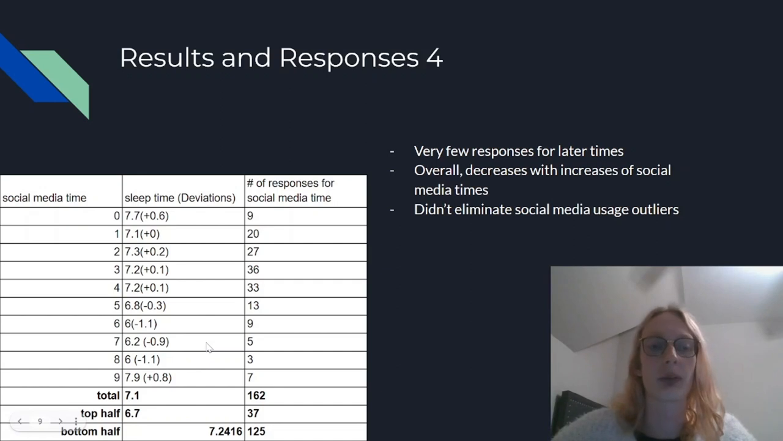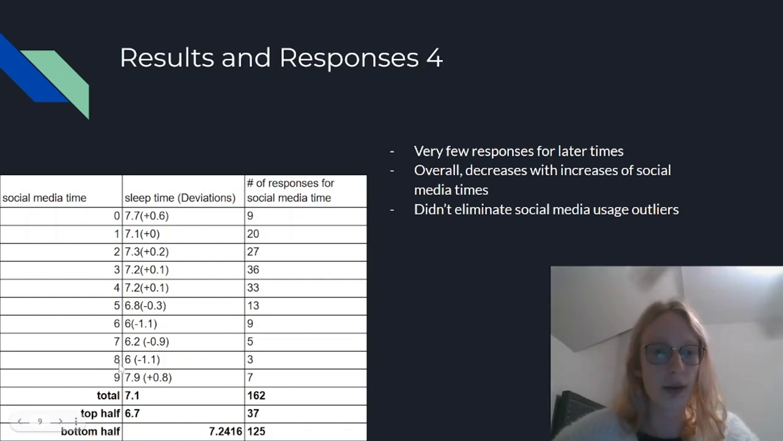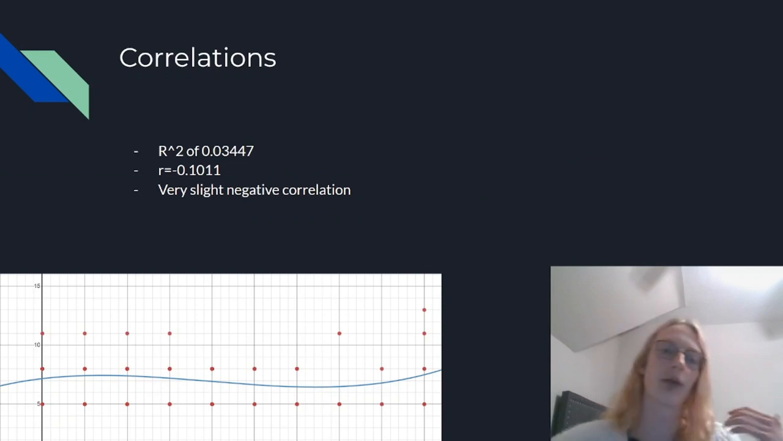Now, there is a huge discrepancy, as you might have noticed, with the 9-hour portion, where it actually had the most sleep out of everybody here at 0.8 of deviation higher, and 7.9 total. So, what correlations did I have within my data?